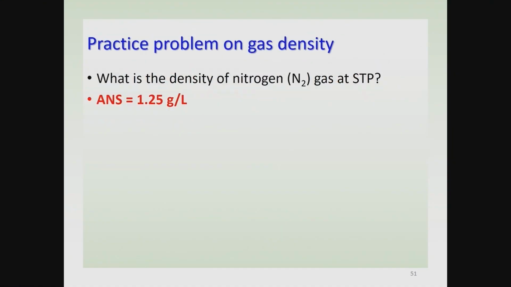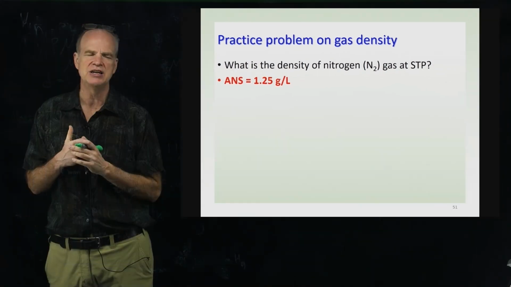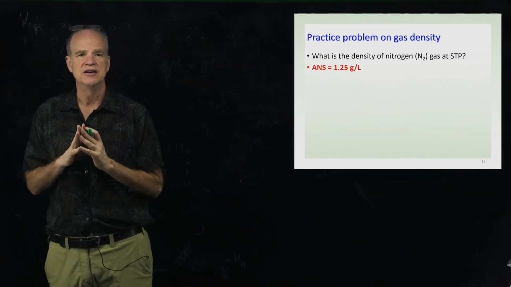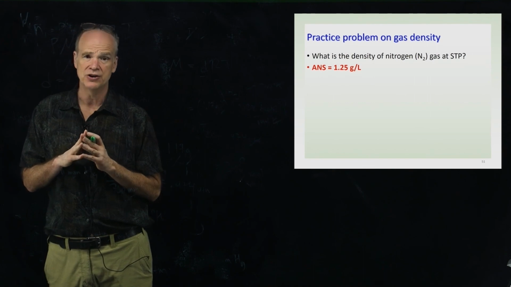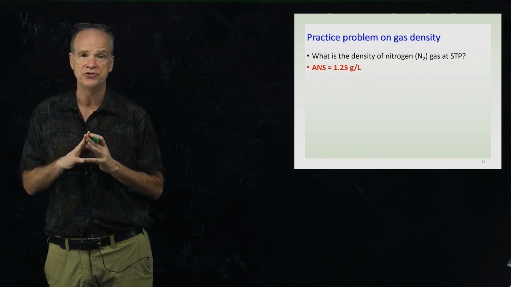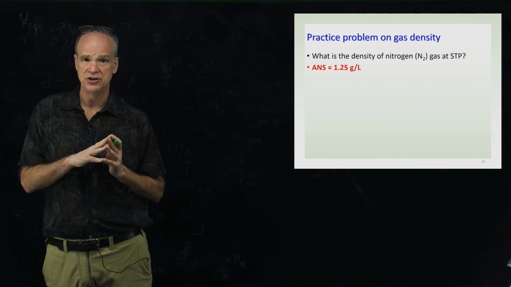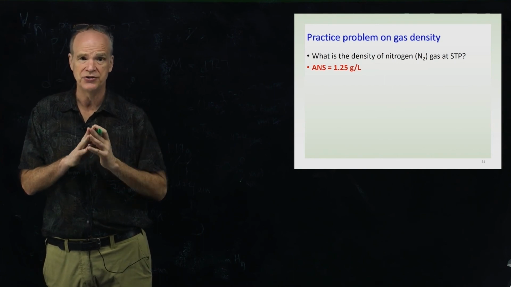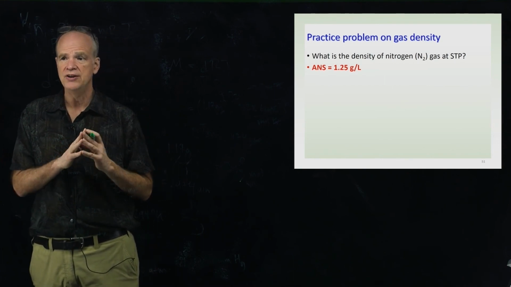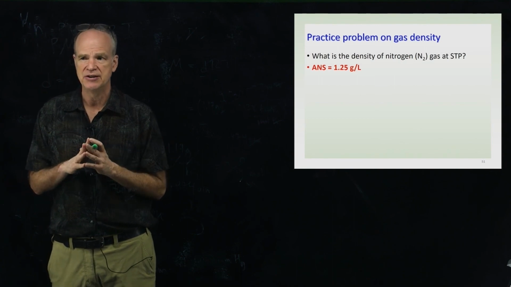Okay, so we're going to do one more problem using this equation. And this is a kind of a neat problem, because what you can see is we don't have a lot of numerical information here, and yet we can use this equation and the conditions of standard temperature and pressure and still get an answer. So what is the density of nitrogen gas at standard temperature and pressure?